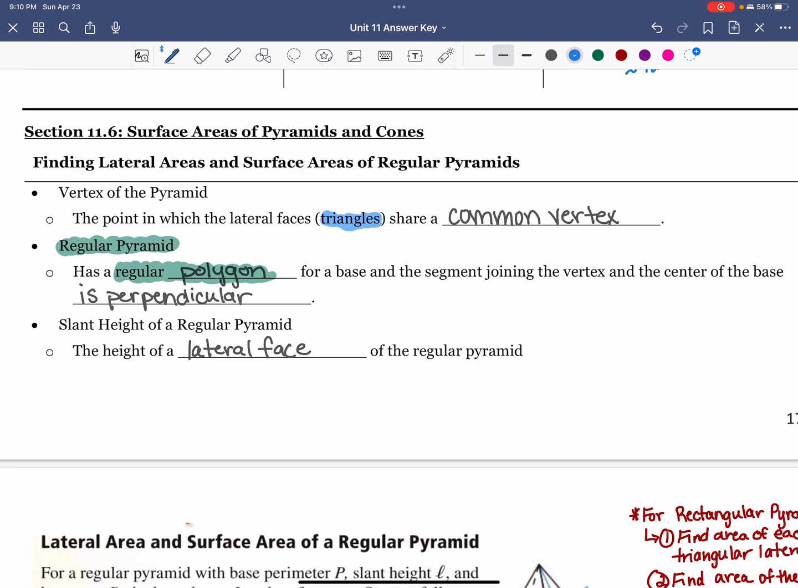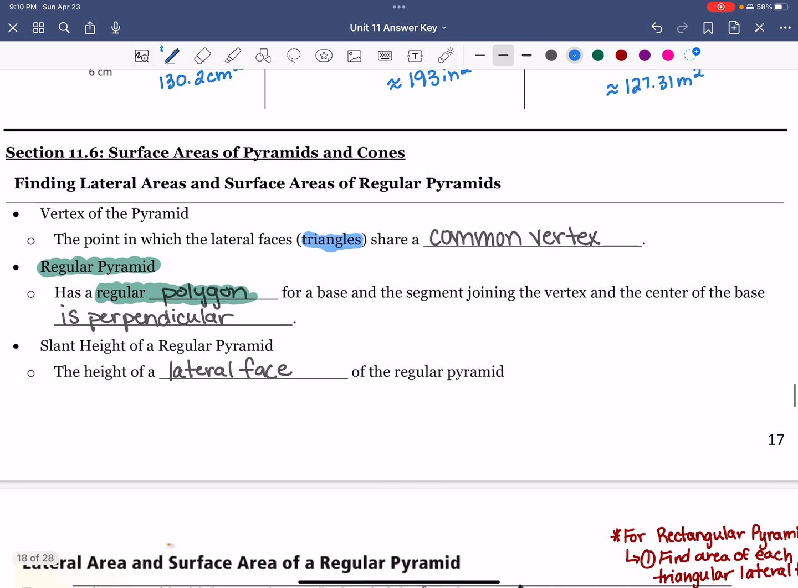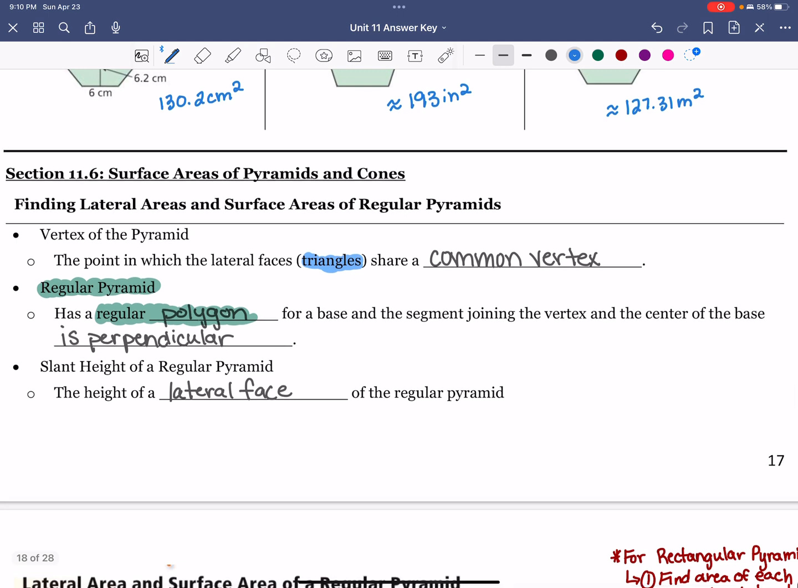The first thing I want to recognize is the pieces of a pyramid. The vertex of a pyramid is the point in which the lateral faces share a common vertex. A regular pyramid has a regular polygon for a base, and the segment joining the vertex and the center of the base is perpendicular. The slant height of a regular pyramid is the height of that lateral face. We're going to see that here in just a moment in the picture.